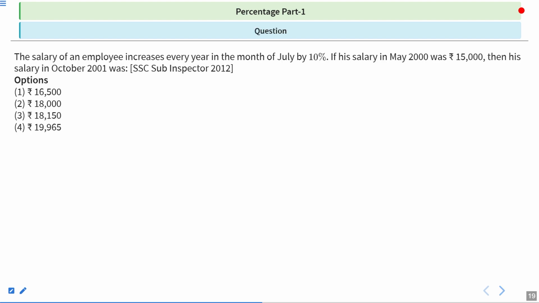The salary of an employee increases every year in the month of July by 10%. If his salary in May 2000 was 15,000, then his salary in October 2001 was. And this question was asked in SSC Sub-Inspector Exam 2012. Now there are four options. First one is 16,500. Second one is 18,000. Third one is 18,150. And fourth one is 19,965. Now you have 10 seconds to solve this question. Your time starts now.